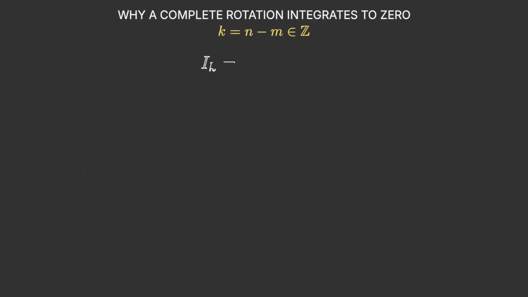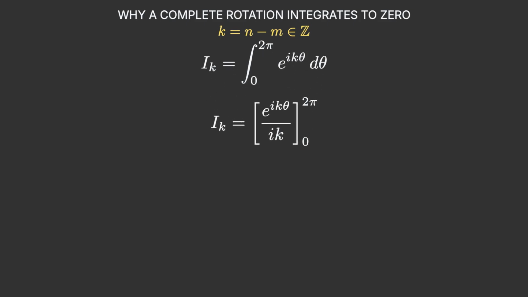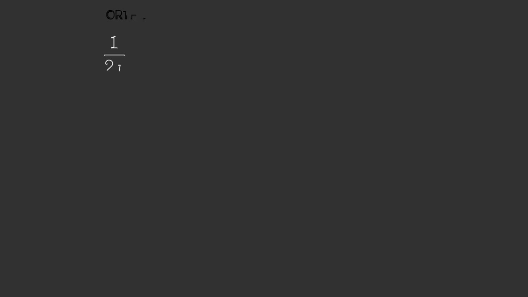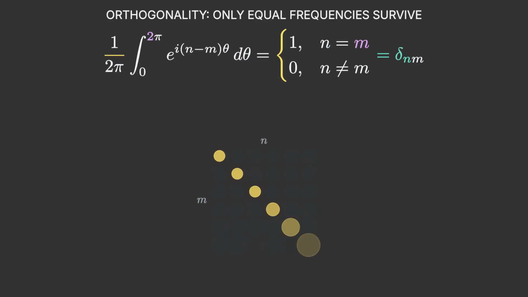The algebra says the same thing. For k not equal to 0, integrate e^(ikθ) over a full turn. The endpoint returns to 1, so the numerator becomes 1 minus 1, 0. For k equal to 0, the integrand is 1, and the integral is 2π. Therefore, the full turn average of e^(i(n-m)θ) is 0 unless n equals m. This is orthogonality, represented by the Kronecker delta.